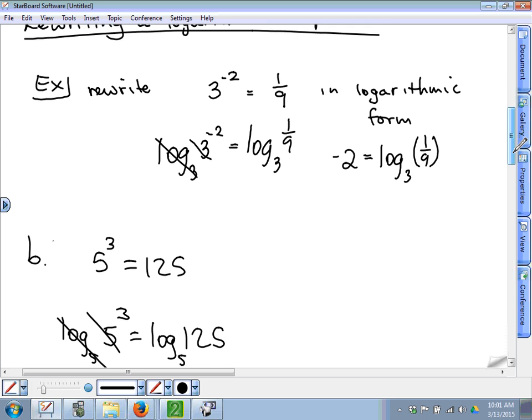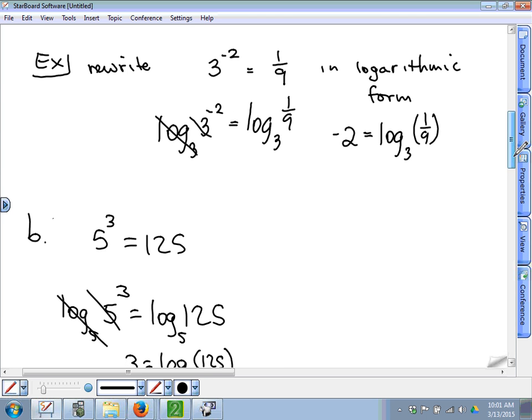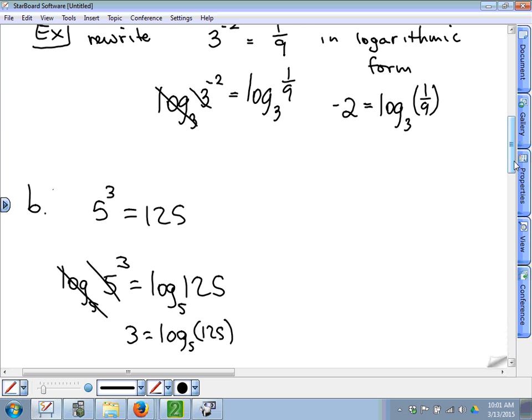So this is where I started. I did a log base 5 on both sides. And then the log base 5 canceled that base of 5. So 3 equals log base 5 of 125.